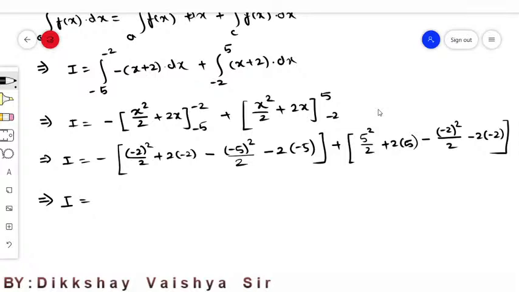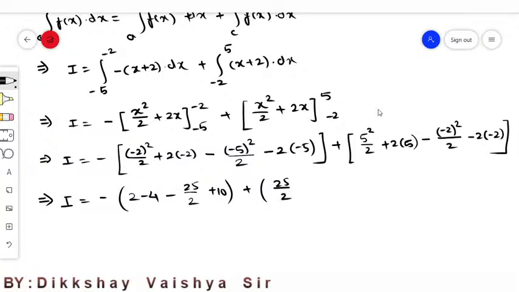I will keep this minus sign as it is. Minus 2 चा square obviously 4. 4 upon 2 is 2. 2 into minus 2, that is minus 4. Then next term, minus 25 by 4, and this will be plus 10. Okay, next plus here 25 by 2, हे पण 4 नाही होणार.